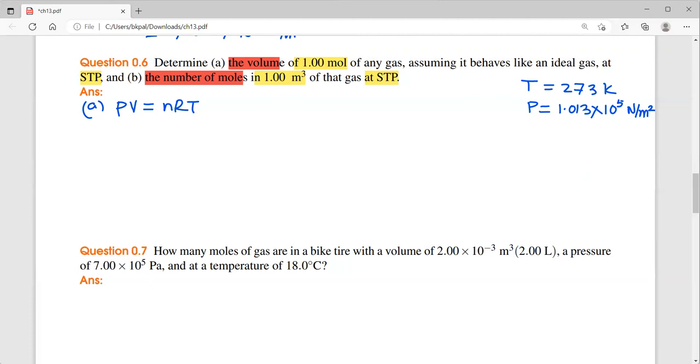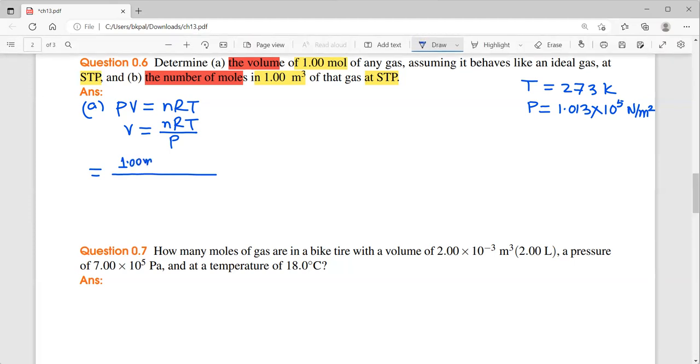Okay, so we have to calculate volume. If I solve it for volume, it is something like this, nRT over P. Okay, so what is n? n is 1 mole. Okay, for number 1 it is 1 mole.